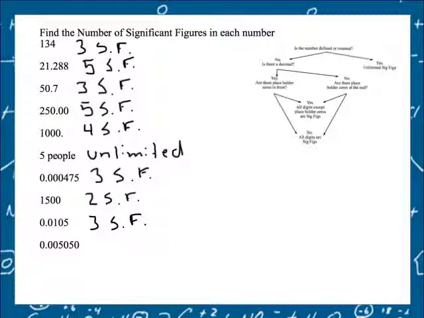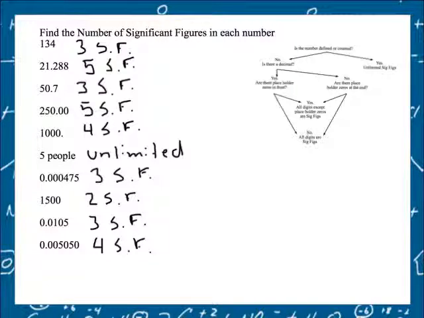Lastly, 0.005050. Is there a decimal? Yes. Are there placeholder zeros in the front? Yes. Now notice I'm not asking about this guy. He's at the end of the number. I'm talking about my placeholder zeros in front. So all digits except the placeholder zeros count. So it's all 4 of those. And that is 4 significant figures.